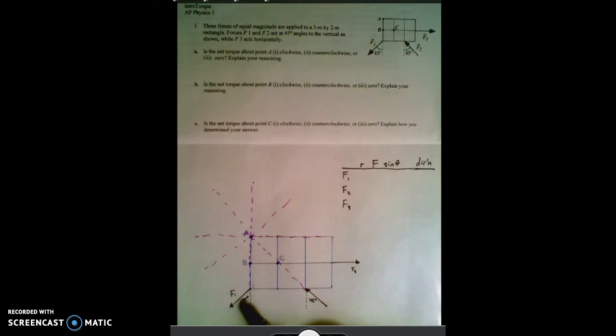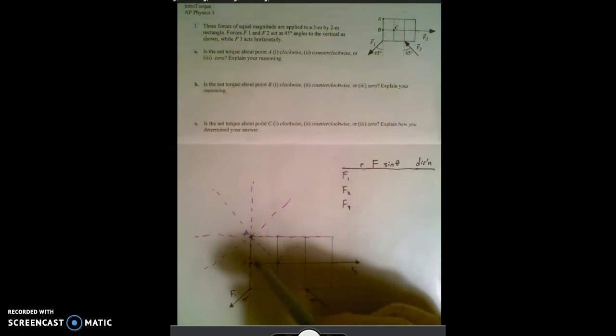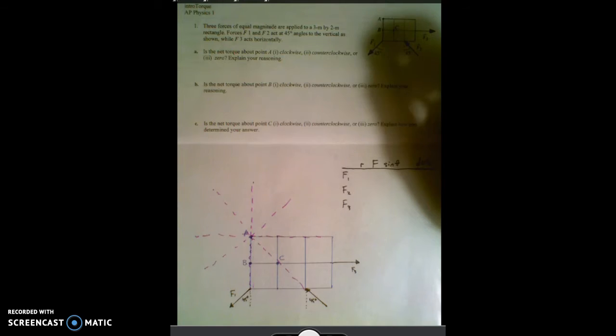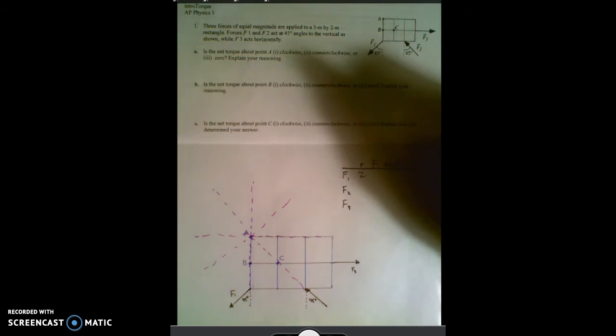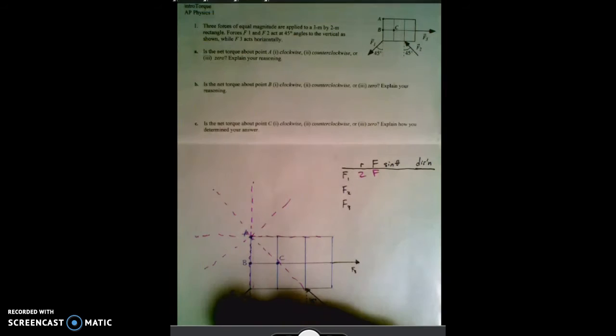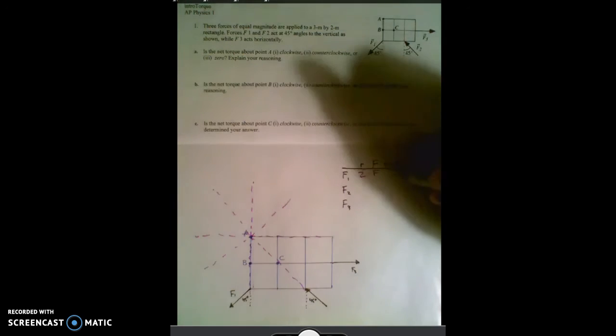Now for F1 right here, the radial distance is 2 of these blocks, which are 1 meter each, so the radius is 2. The force is, well, they're all F. And it's pretty clear here that the angle is going to be 45 degrees.